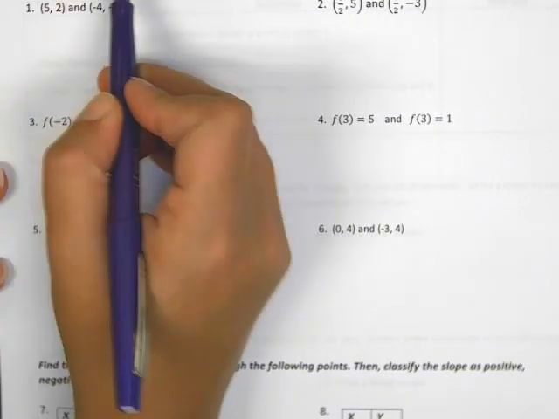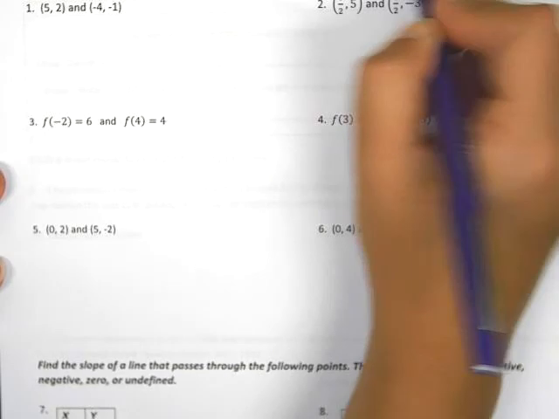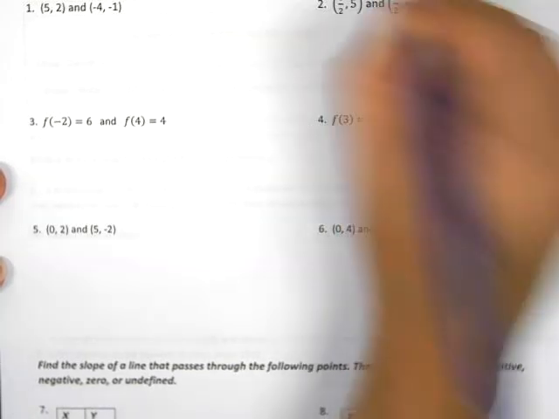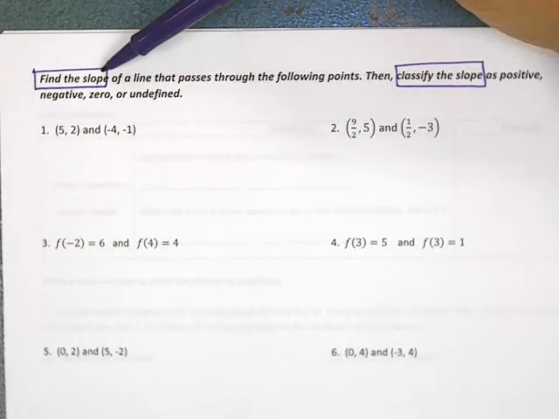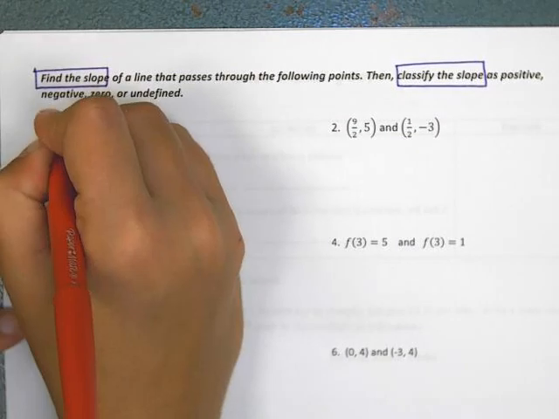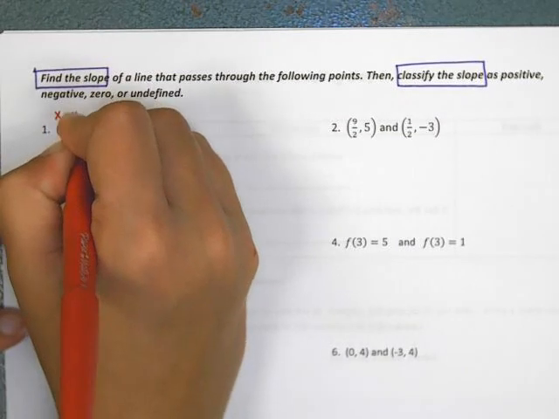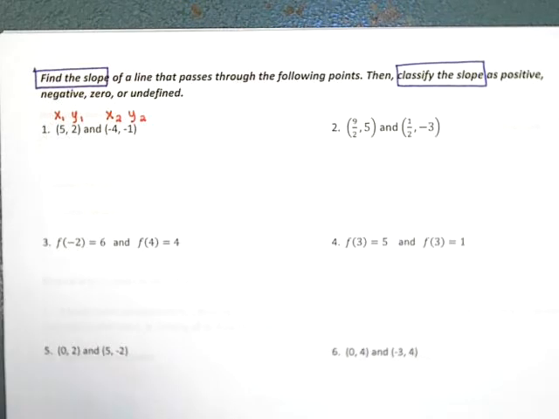In the first example here, it says, find the slope of a line that passes through the following points. So first, we're going to find the slope. Then classify the slope as either positive, negative, 0, or undefined based on our results. So there are really two steps to these problems: finding the slope and then classifying the slope. Okay, let's try the first problem. Again, I like to label before I start filling in numbers. So I'm going to have x number 1, y number 1, x number 2, y number 2.